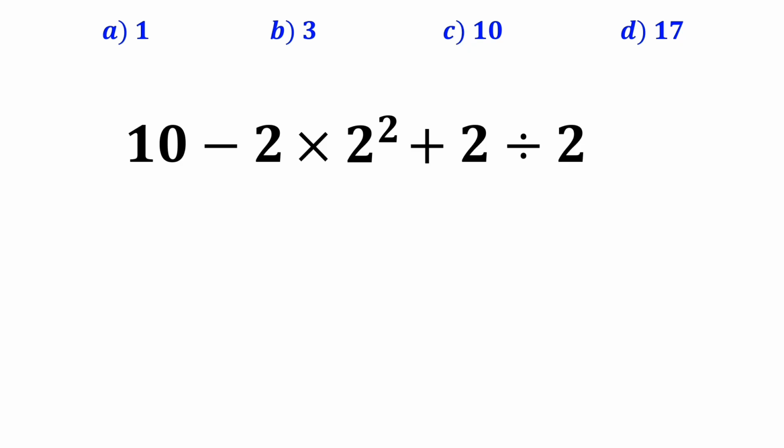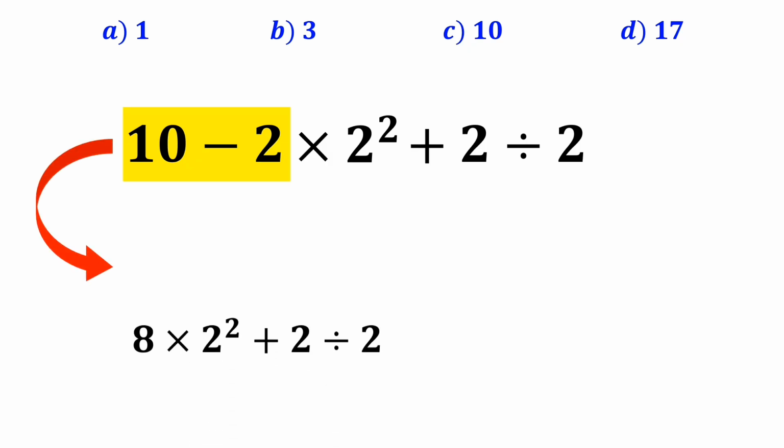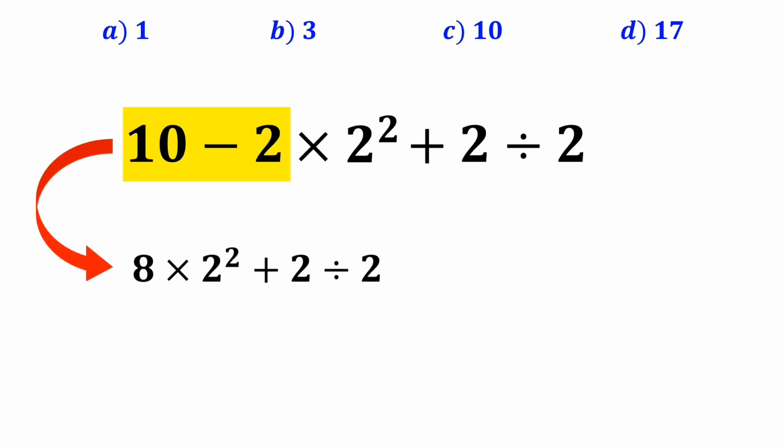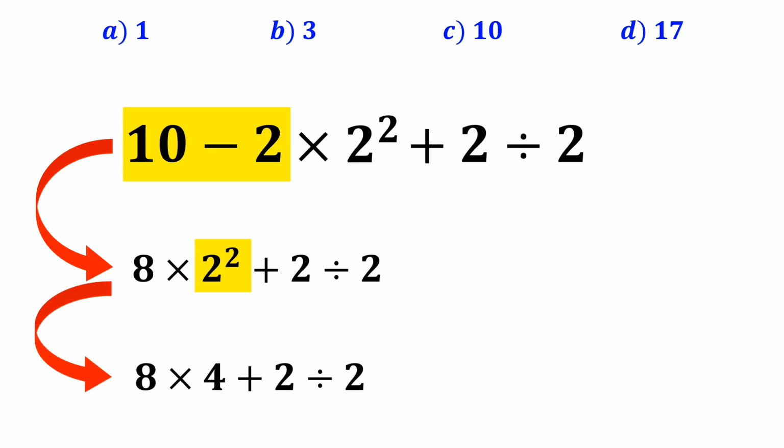Many people, when solving this question, start with 10 minus 2 and write the expression as 8 minus 2 squared plus 2 divided by 2. Then, they move on to 2 squared, which I have highlighted in yellow, and replace this expression with 8 minus 4 plus 2 divided by 2.